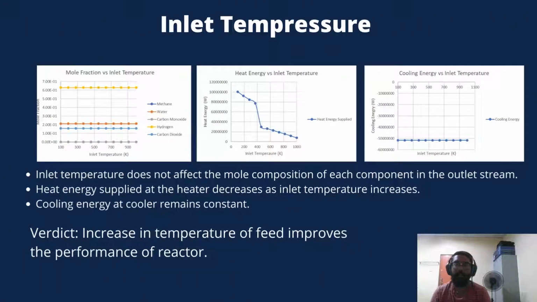The second independent variable is the inlet temperature. As you can see, inlet temperature does not affect the mole composition of each component in the outlet stream, and heat energy supplied at the heater decreases as inlet temperature increases.